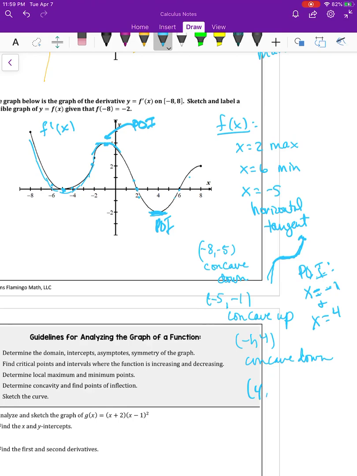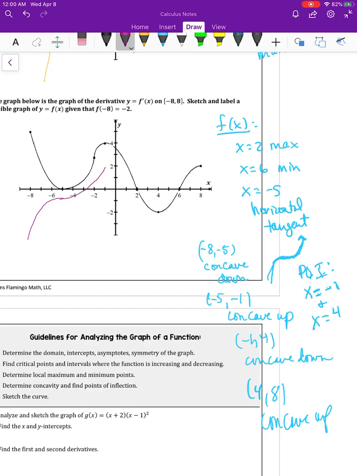Positive, positive, positive, positive, and then at the end it's 0. So that means concave up from 4 to 8. So we need to make sure that our f looks like that. So I'm going to try and just erase everything that I did here so that we can sketch a graph of our original function from this derivative. Okay? All right, so now this is going to kick in a minute like it normally does. We said concave down, horizontal tangent at -5, okay?